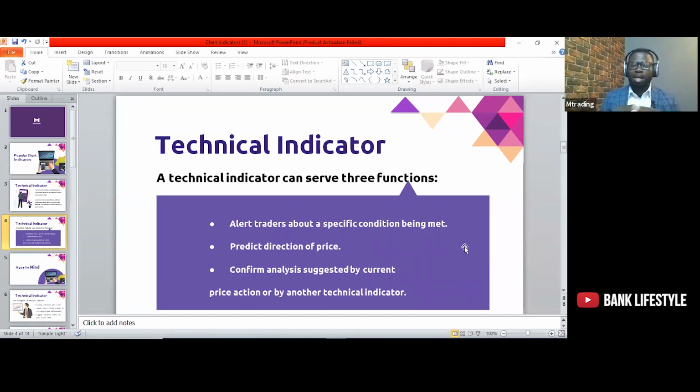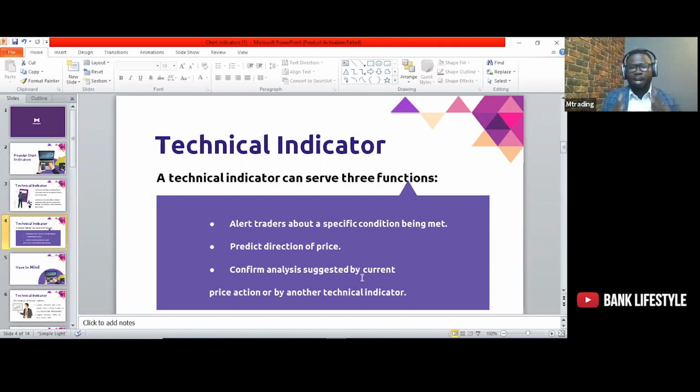And also the third one is it confirms your analysis and suggests the current price action or confirms it by another technical indicator. Most of the time, some people use two indicators, three indicators, and often I also see people using five indicators and more on their charts.